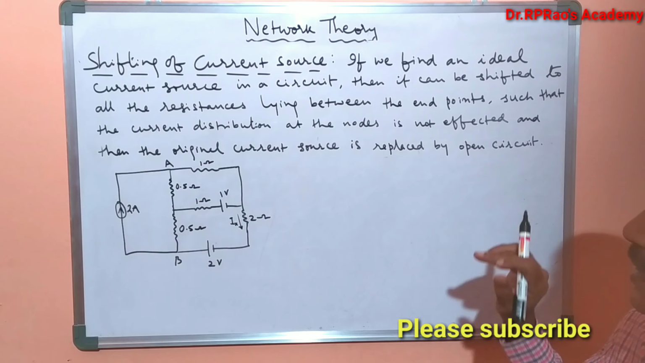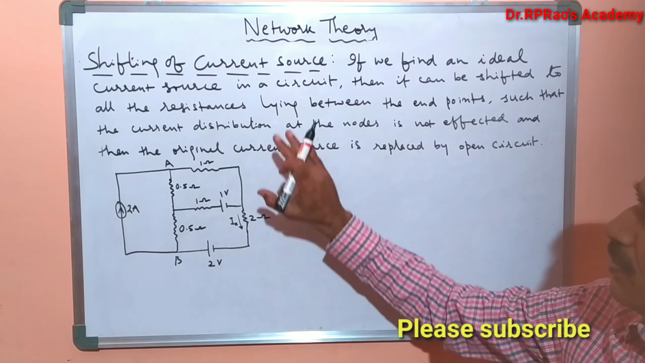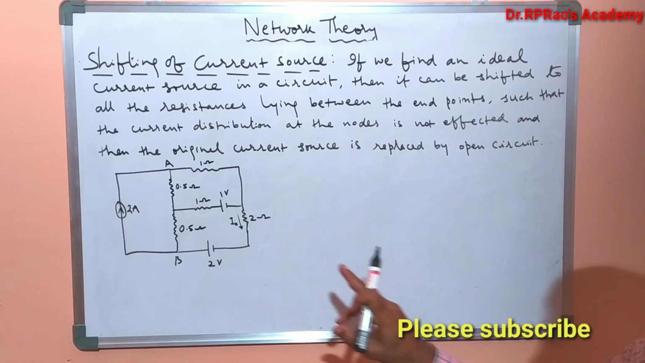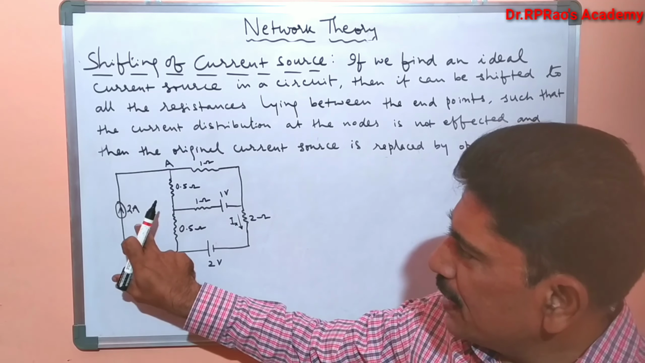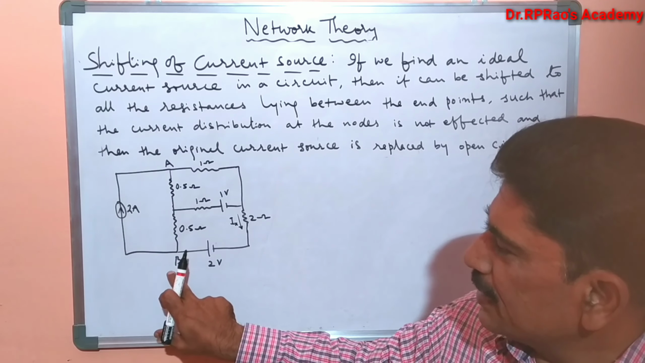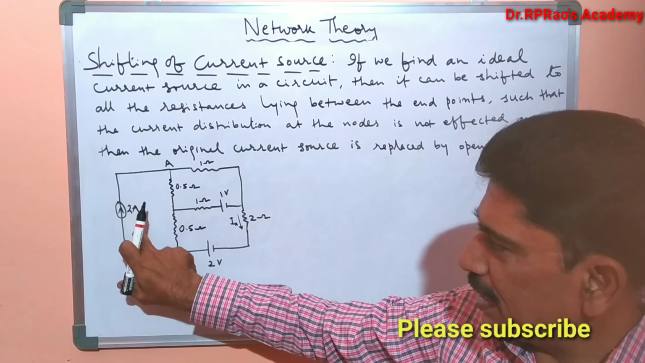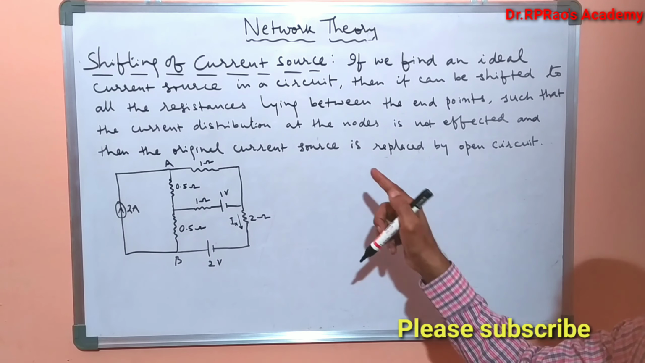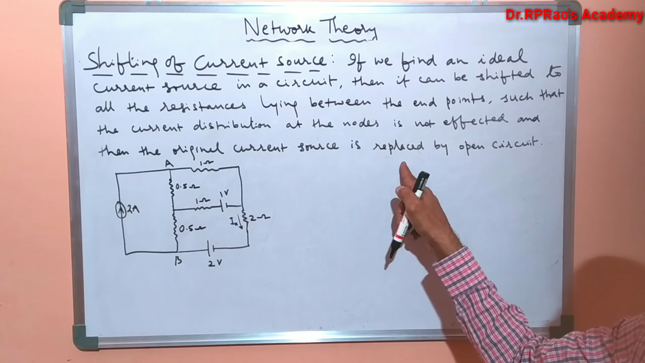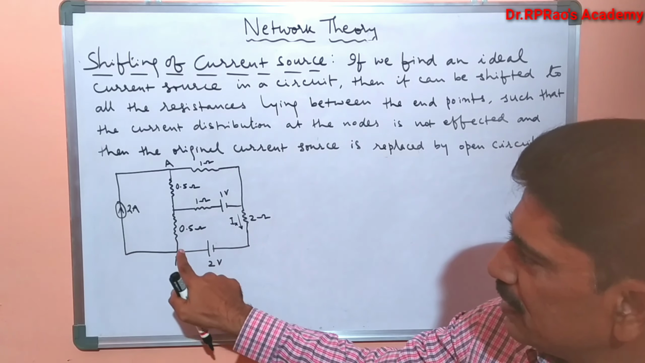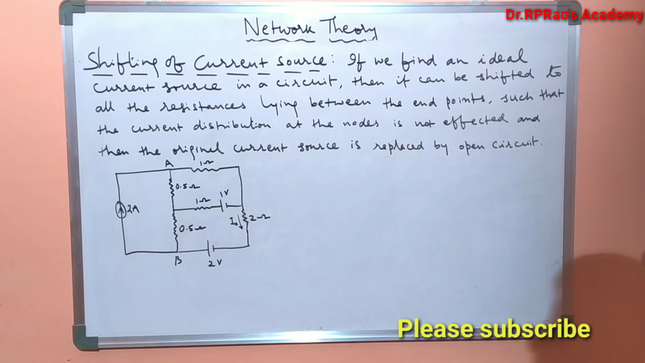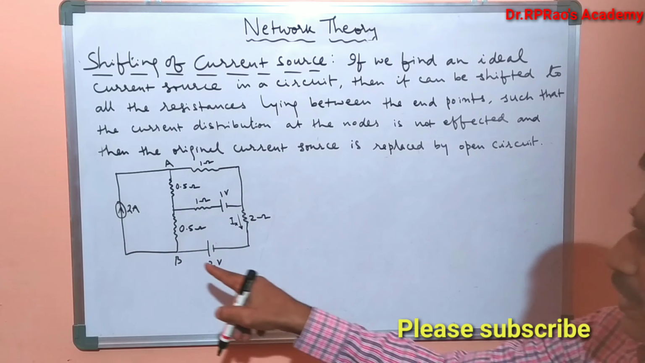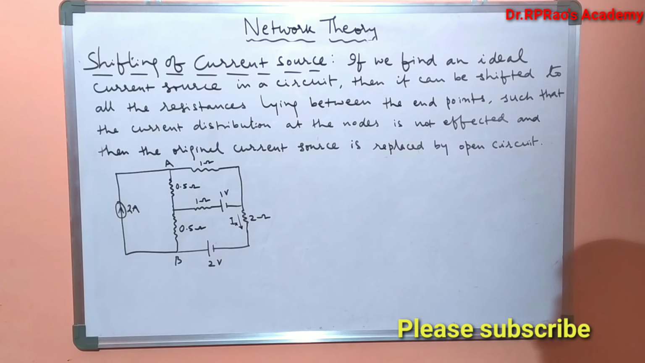Let us consider an example and try to explain this shifting of current source. In this example, a 2 ampere current source is connected between A and B. These two are the endpoints now. So as per this statement, this current source can be shifted to the resistances which are connected between these two endpoints. That is how this current source can be shifted now.